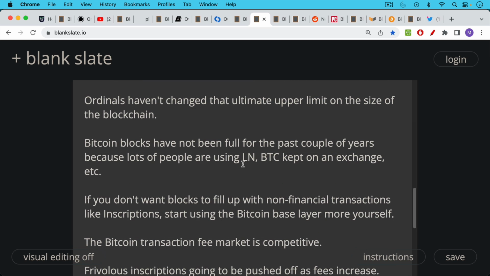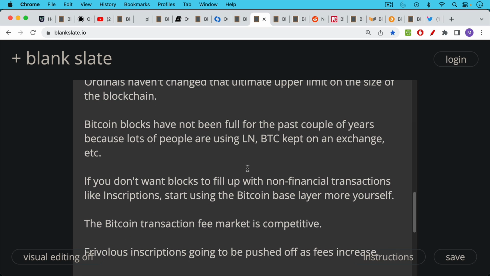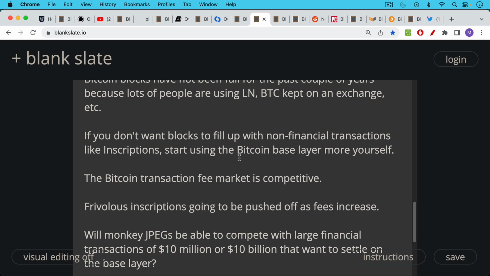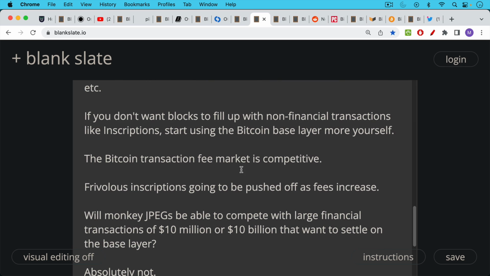So I would suggest if you don't want blocks to fill up with non-financial transactions like inscriptions, you should really make an effort to start using the Bitcoin base layer more yourself. Get your friends and neighbors and relatives to use it as well. The Bitcoin transaction fee market is very competitive, and as a result, it's a free market. I believe that frivolous inscriptions are going to be pushed off as fees increase.